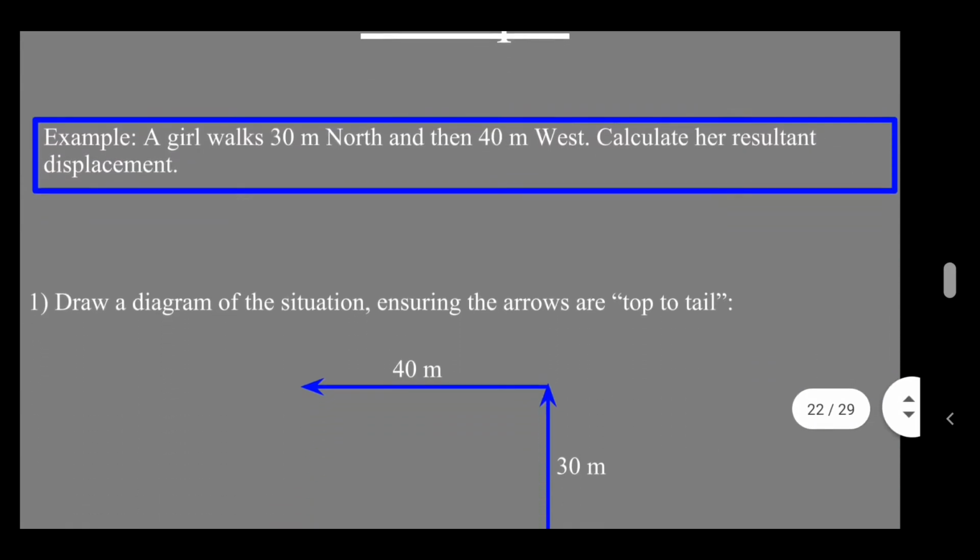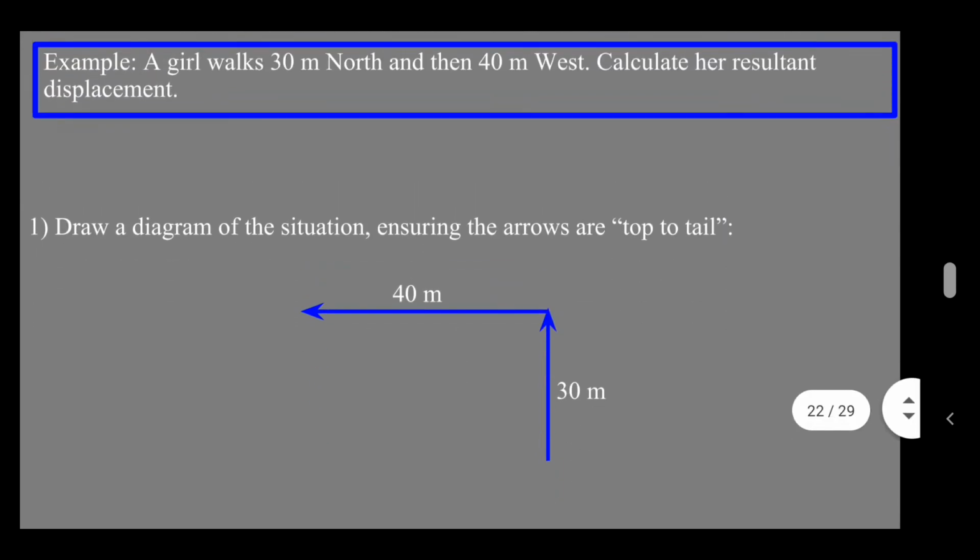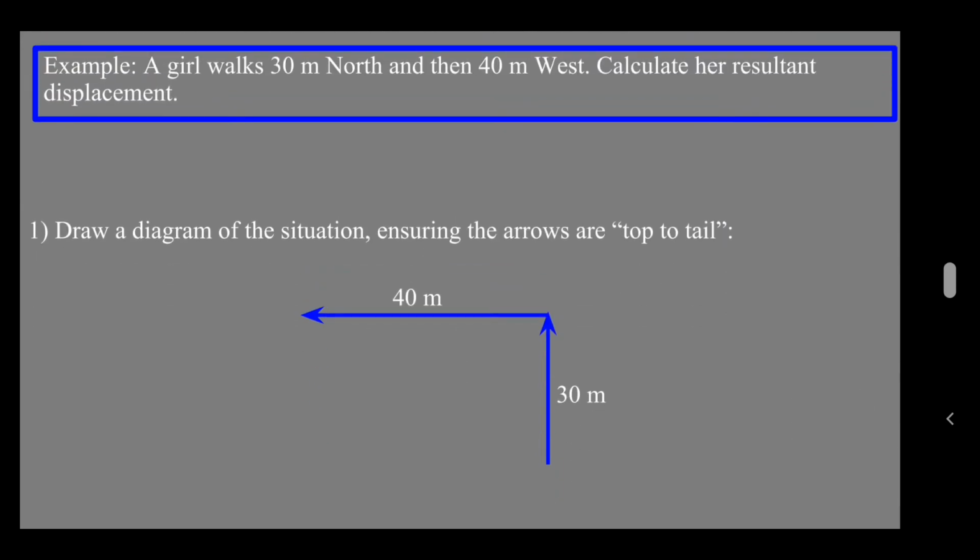So let's look at an example: a girl walks 30 metres north and then 40 metres west. Calculate her resultant displacement. Resultant is a fancy word for basically from the start to the finish point. Okay, so if I looked at this arrow here, we've got a start point, which is the bottom of the 30-metre arrow, and the finish point is the end of the 40-metre arrow. So if I was to draw a line from the start to the finish point, that is her resultant, and that would be the displacement. Remember, the shortest distance between 2 points.